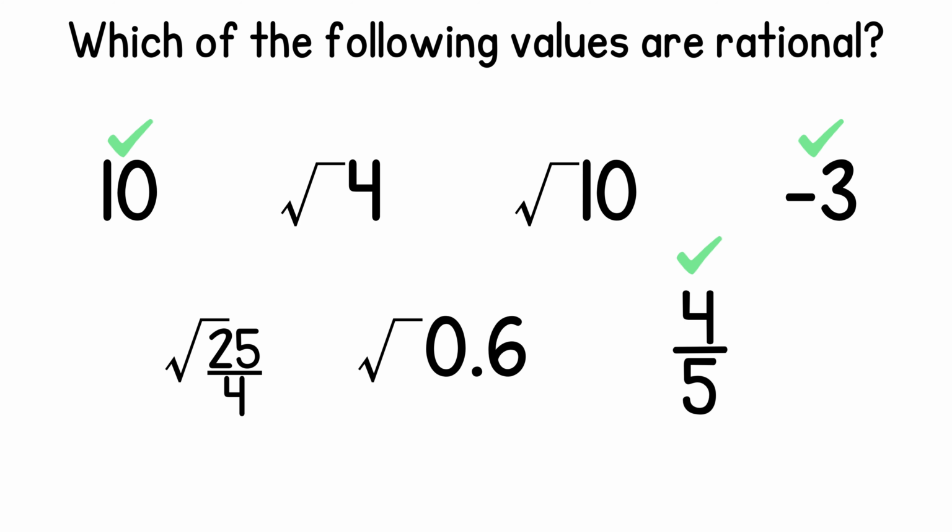Now let's look at the square root of perfect squares, since those are considered rational as well. The square root of 4 is a perfect square, so this is rational. And the square root of 25 over 4 is also a perfect square, since 25 is 5 squared and 4 is 2 squared. The only numbers that aren't rational are the square root of 10 and the square root of 0.6.